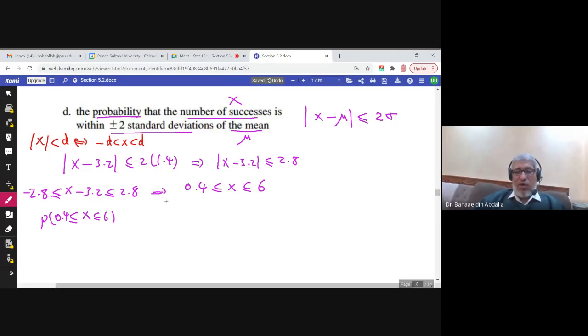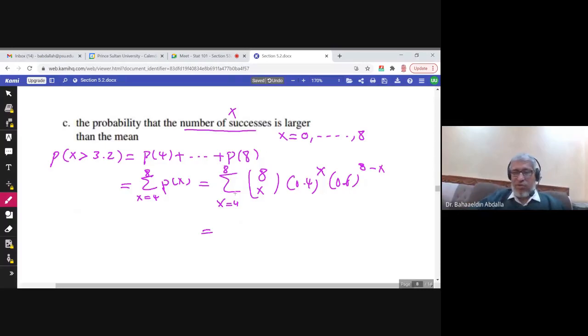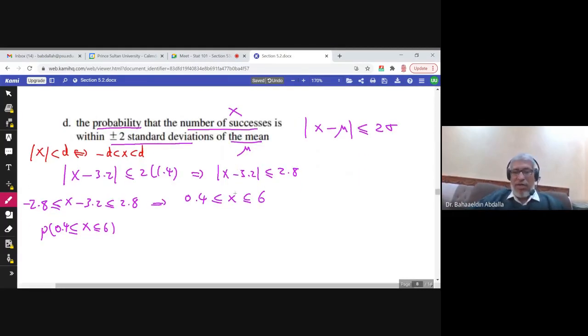Well, what are the values of x again? The values of x are from 0 to 8. So I know that x from 0 to 8, I need x to be greater than 0.4. So I will start from 1 up to 6. So I need to find the probability from 1 to 6. Again, I can write them as summation P(x), where x is from 1 to 6.